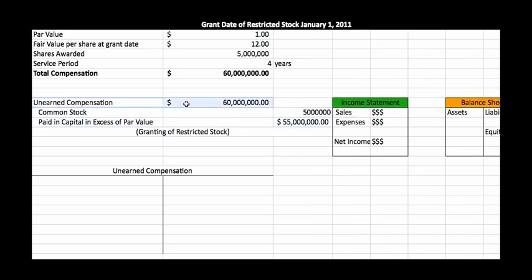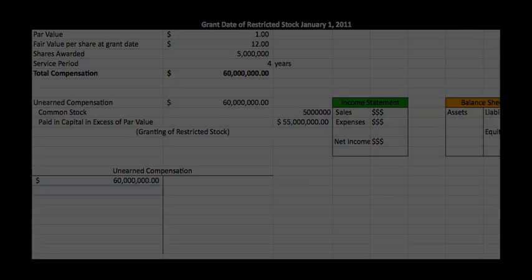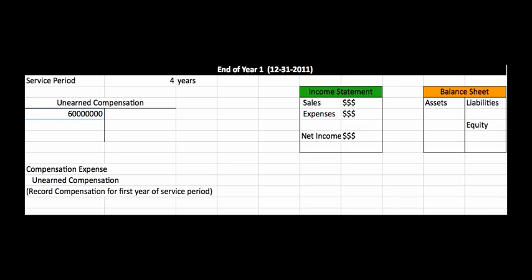Now notice that none of these transactions have touched my income statement. Everything is housed on the balance sheet. I've got two equity accounts here with the common stock and the paid-in capital, and I have my unearned compensation as a prepaid expense.